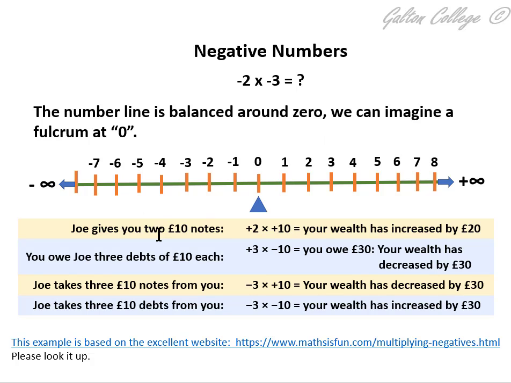Here's our number line. Joe gives you £10, 2 £10 notes. So he gives you 2, so your wealth has increased by 20. It's plus 10. He's given you 10, so you've got 2 £10 notes. So there are 1, 2. You can identify them. You can see them. So there are 2 notes of value £10 each. So 2 times 10 is 20.